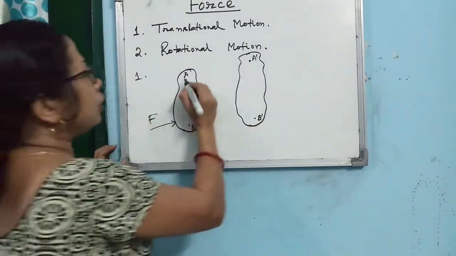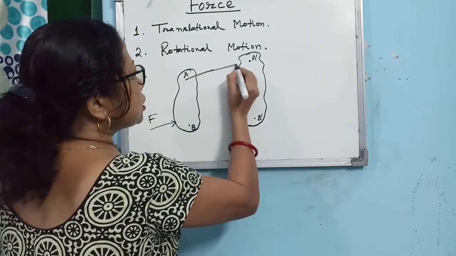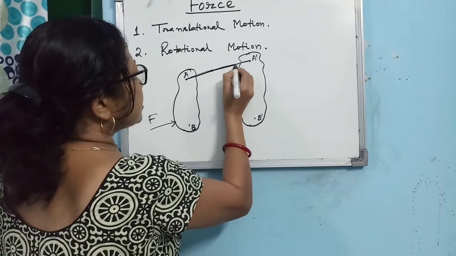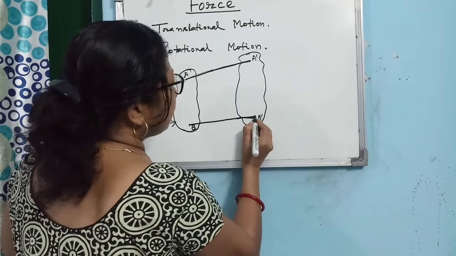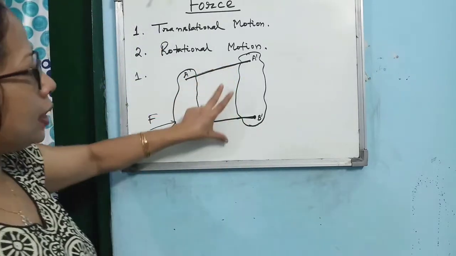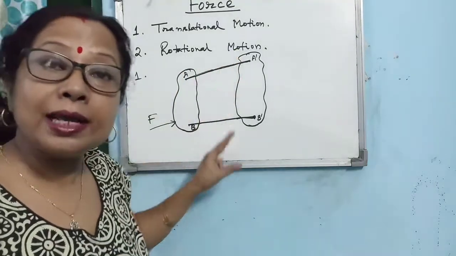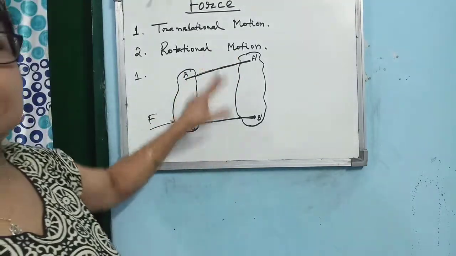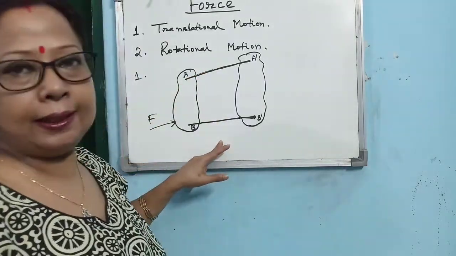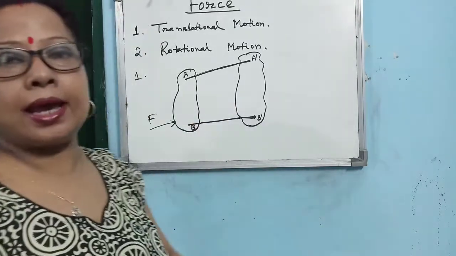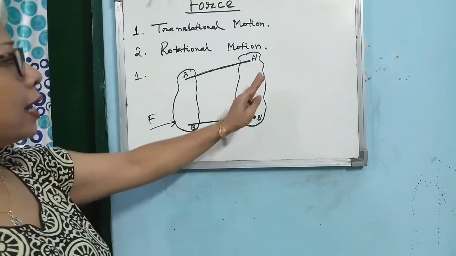So, if you join A dash, the 2 positions of the point you have considered, let me first draw. So, when you are joining the 2 positions of the points under consideration by lines, if these 2 lines come parallel to each other, then you can say that the body is having translational motion. So, just understand it.